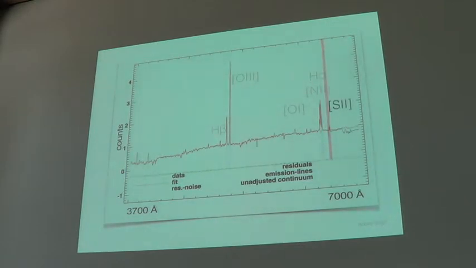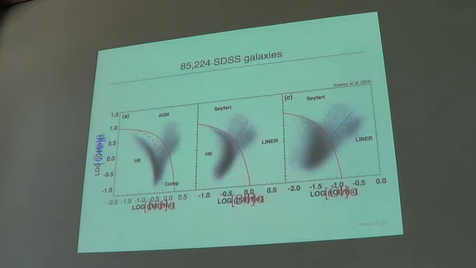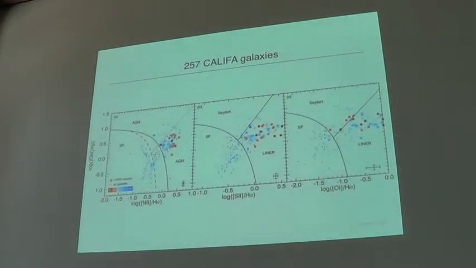Here you see an example spectrum and the emission lines that are of importance when it comes to the emission line diagnostic diagram. You've probably seen this plot before with 85,000 SDSS galaxies here by Cooley et al. We can do the same thing with the CALIFA data. Of course it's fewer data points, but it looks very similar.